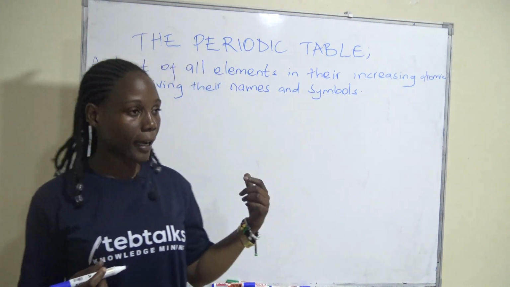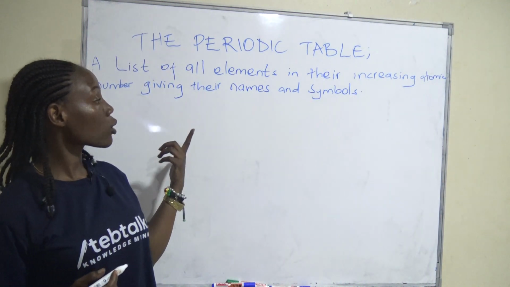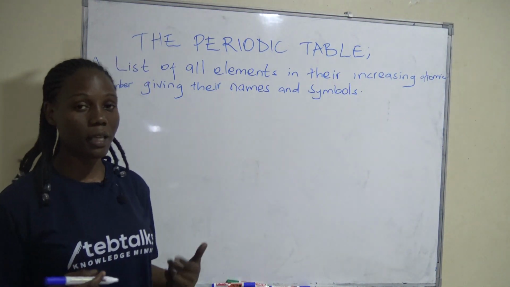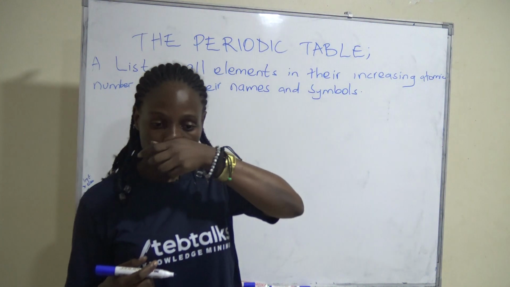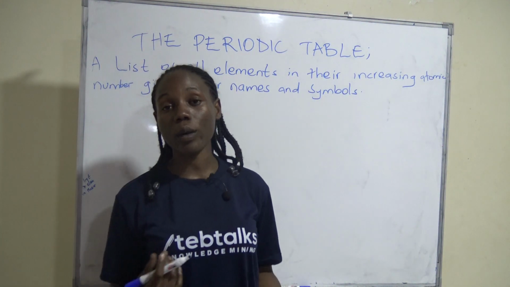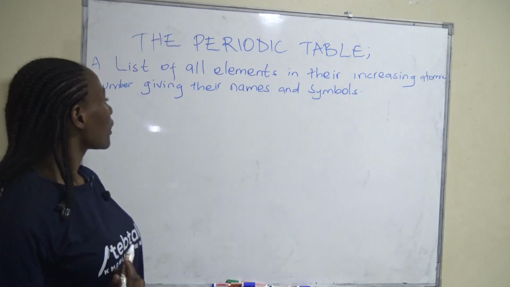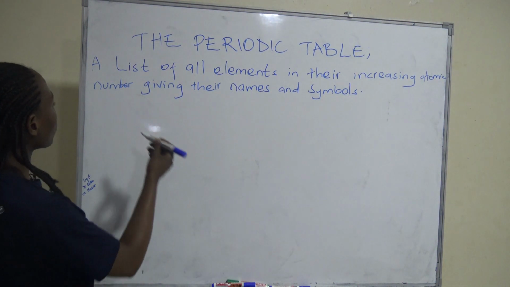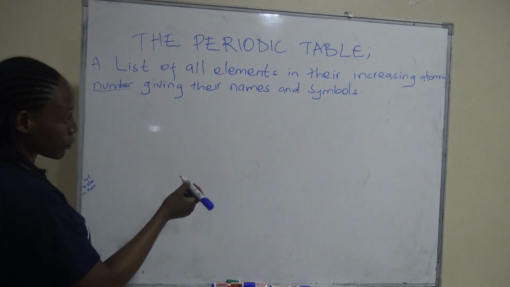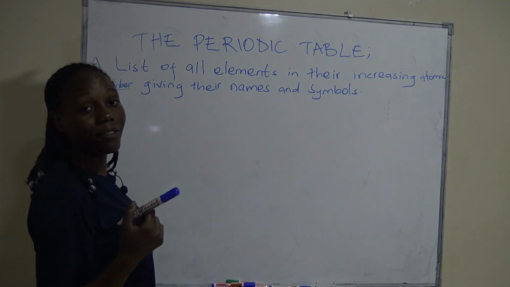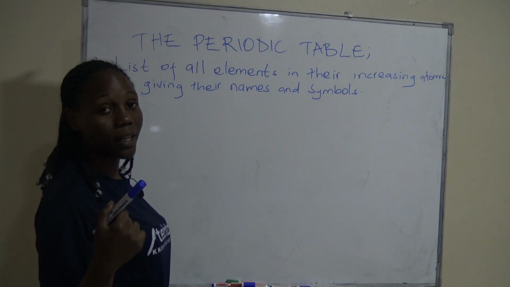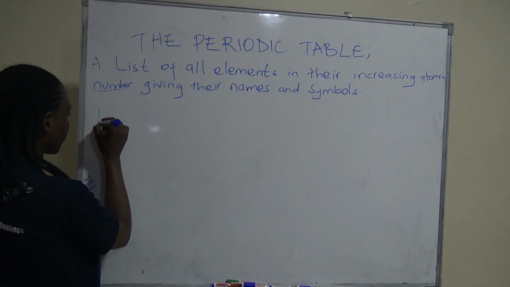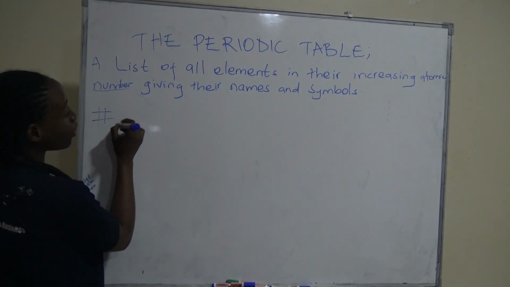So after knowing that the periodic table is a list of all elements in their increasing atomic number, giving their names and symbols, what do we follow by? And what do we mean when we say atomic numbers? So atomic number is defined as the number of protons in the nucleus of an atom of an element.